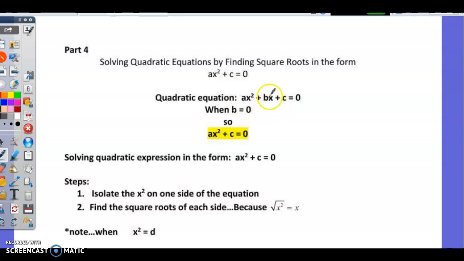So we take that trinomial where b is 0, and we're just going to have something x squared plus a whole number equals 0, and we're going to solve for that. All right, so your steps are to isolate the x squared on one side of the equation, and then step 2 is find the square roots of each side, because the square root of an x squared equals that root number. All right, and we're going to talk about this being a positive or a negative a little bit here in the notes.